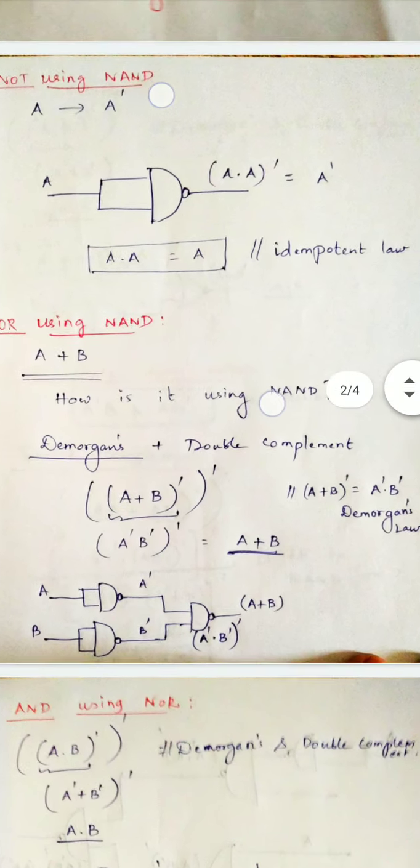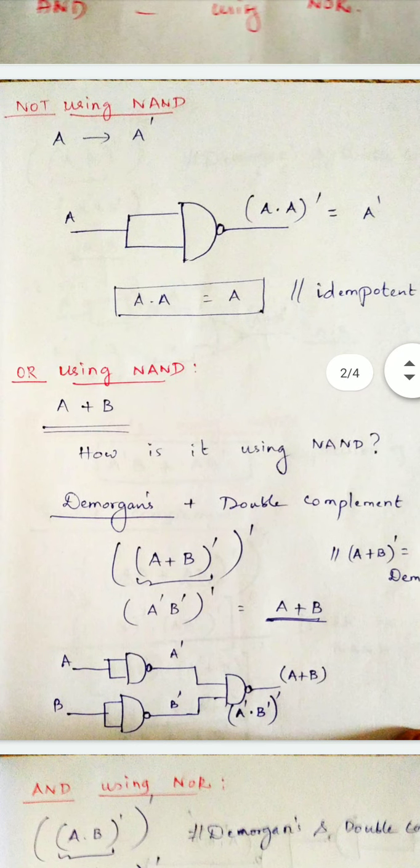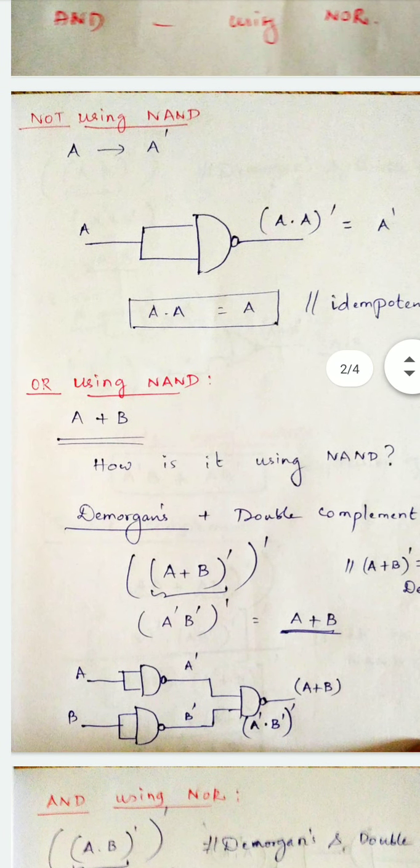So the first one is NOT gate. We are going to realize NOT gate using NAND logic. Now you should answer me two questions. What is the expression required for NOT gate? It is A dash. What is the expression for NAND gate? It is A into B the whole dash. There is a contradiction, yes or no? NOT requires only a single input, whereas NAND requires two inputs. And also the expression is in product form, that is A into B the whole dash.